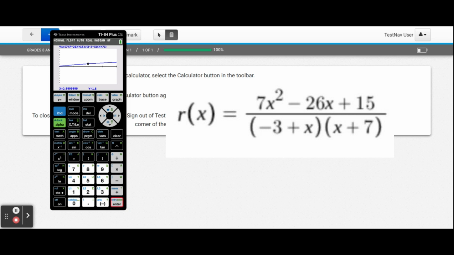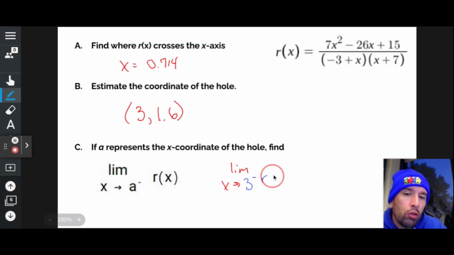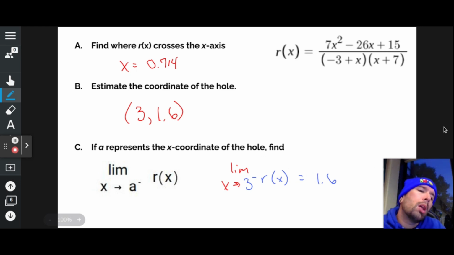Okay, so this guy from the left is hitting 1.6. From the right, it's also hitting 1.6, but I didn't ask you that, did I? So just as I predicted, it's going to approach the hole that I just found out in part B, which is 1.6. Yeah, calculators. Fun.